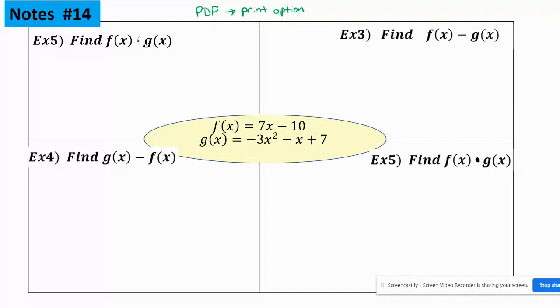Oops, I have a typo. This one should be a plus. Careful, I had a bit of a typo right here. It's supposed to be a plus.